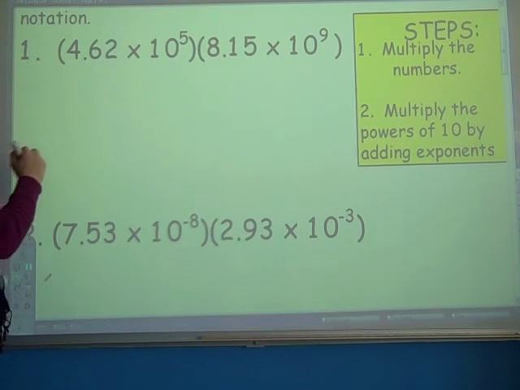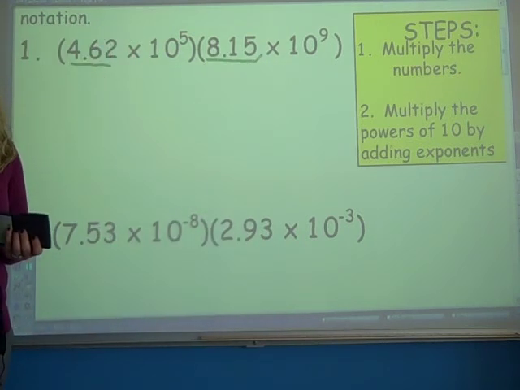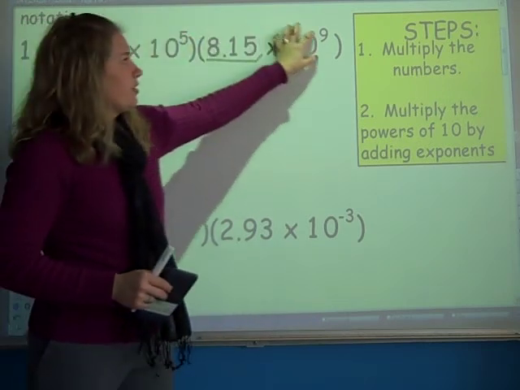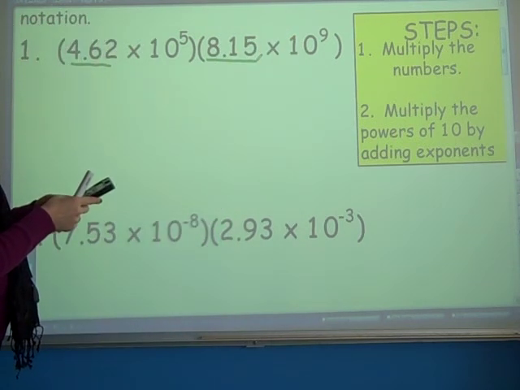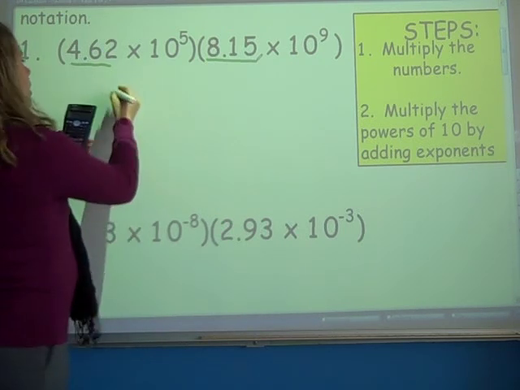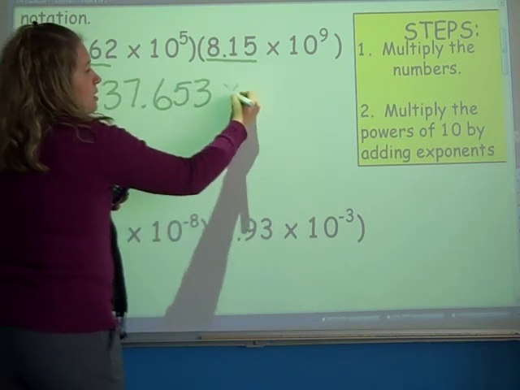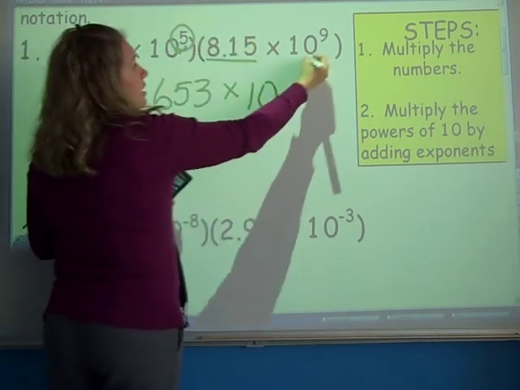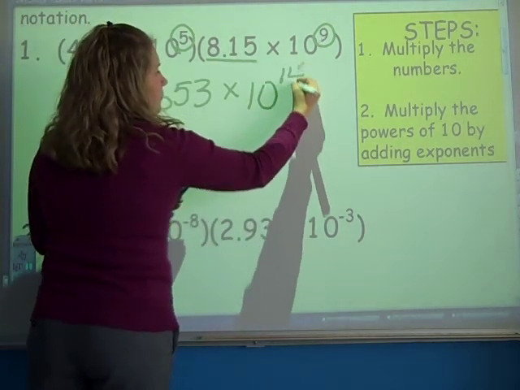First one, multiply the numbers. So here's the number, not the part that is the power of 10. Remember, this just means a very large number times another very large number. You multiply these two numbers. So I do 4.62 times 8.15. Yes, you may be using a calculator. I get 37.653 times 10, and to multiply my powers, 10 to the 5th times 10 to the 9th, I add 5 plus 9, and I get 14.